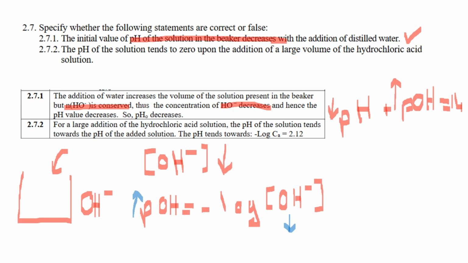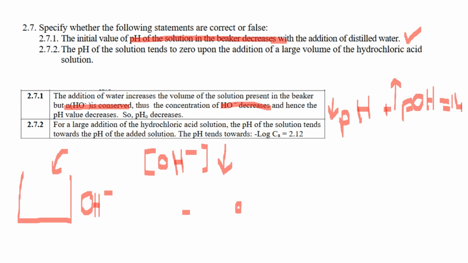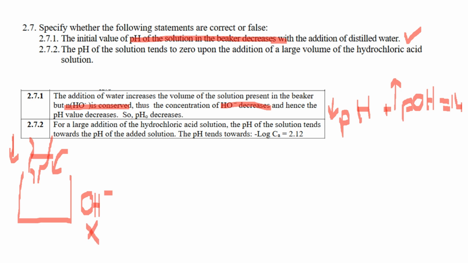Now, for statement 2, the pH of the solution tends to 0 upon the addition of a large volume of hydrochloric acid to the solution. We know that when we are adding acid to a base, a reaction will happen between the acid and base, and a neutral solution will be formed. After the neutral solution, when the OH negative is used up and we keep adding more acid, the solution becomes acidic, and the pH of this solution will for sure decrease.